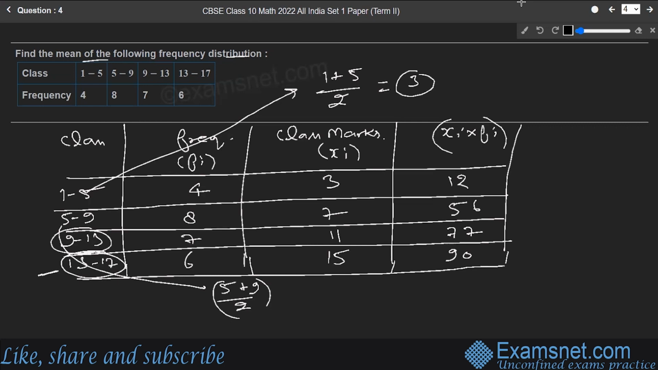Now we are supposed to find out the summation fi. Summation fi is the summation of all the frequencies. That is 4 plus 8 plus 7 plus 6. That is going to be 12 plus 7, 19 plus 6, 25. So the summation fi is 25.